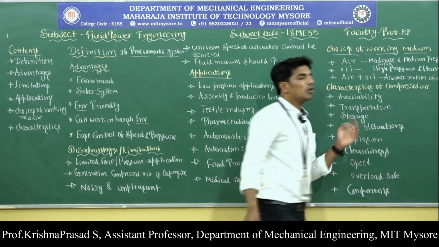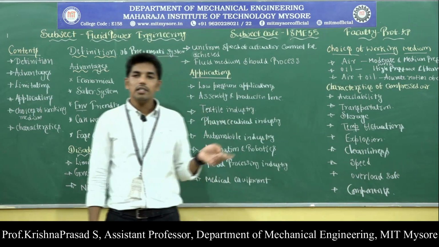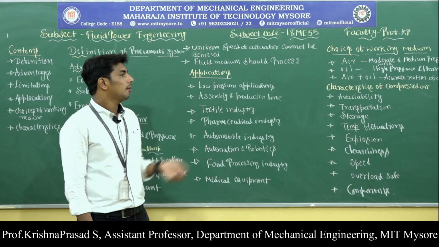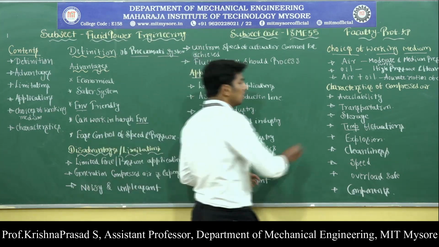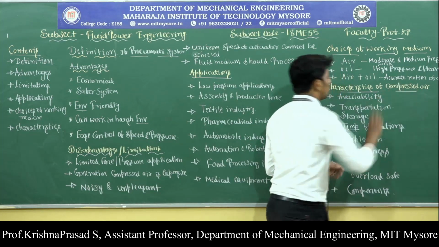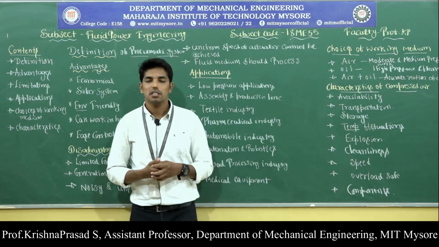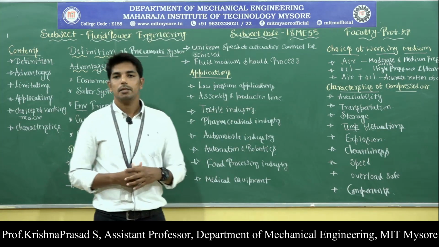So these are the choices of the working medium. It is recommended for medium pressure, high pressure, as well as the accurate motion of the actuators. Next one is called characteristics of the compressed air. What are the important characteristics of the compressed air? First one is called availability.